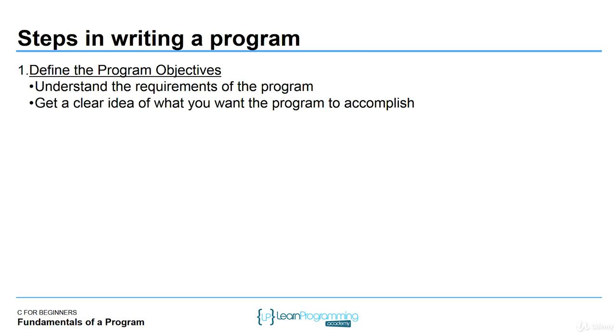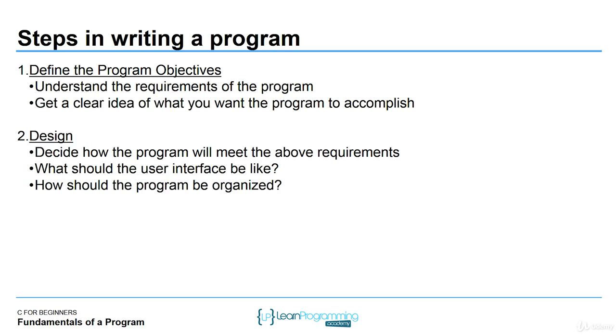The first step is going to be to define the program objectives. This is where you're going to understand the requirements. You cannot start writing code unless you understand what you need to do. So you need to get a clear idea of what you want to accomplish in this step. After you understand the requirements, you're then going to start to design the code. When you design the code, this is how the code is going to meet the requirements. What's the user interface going to look like if it's required? How are you going to organize your program? Are you going to create different functions and different algorithms and so forth?